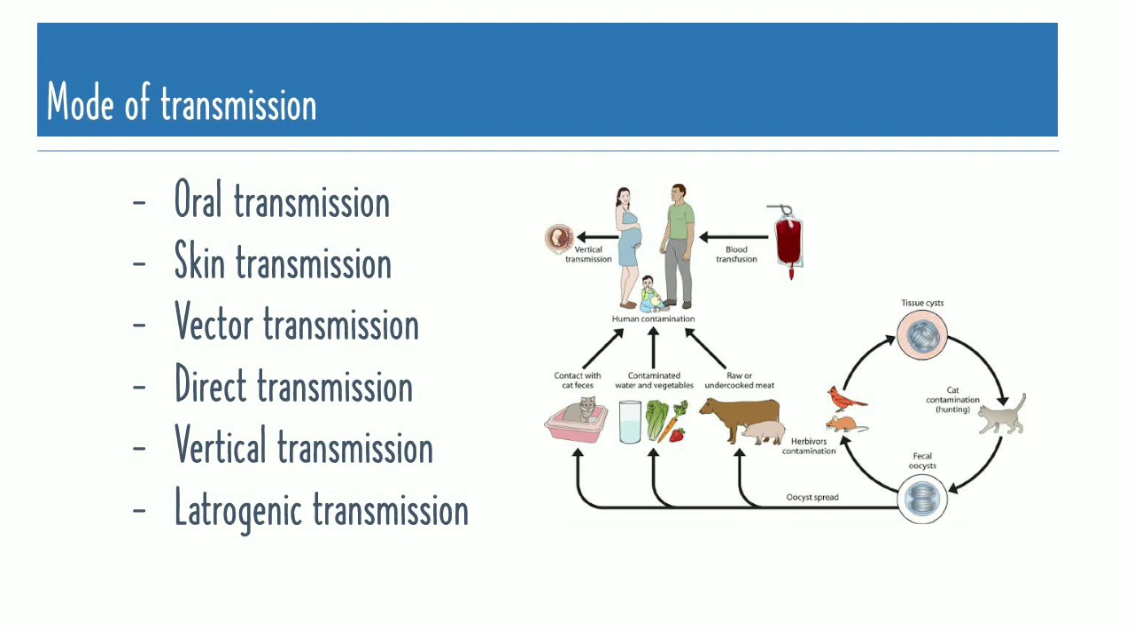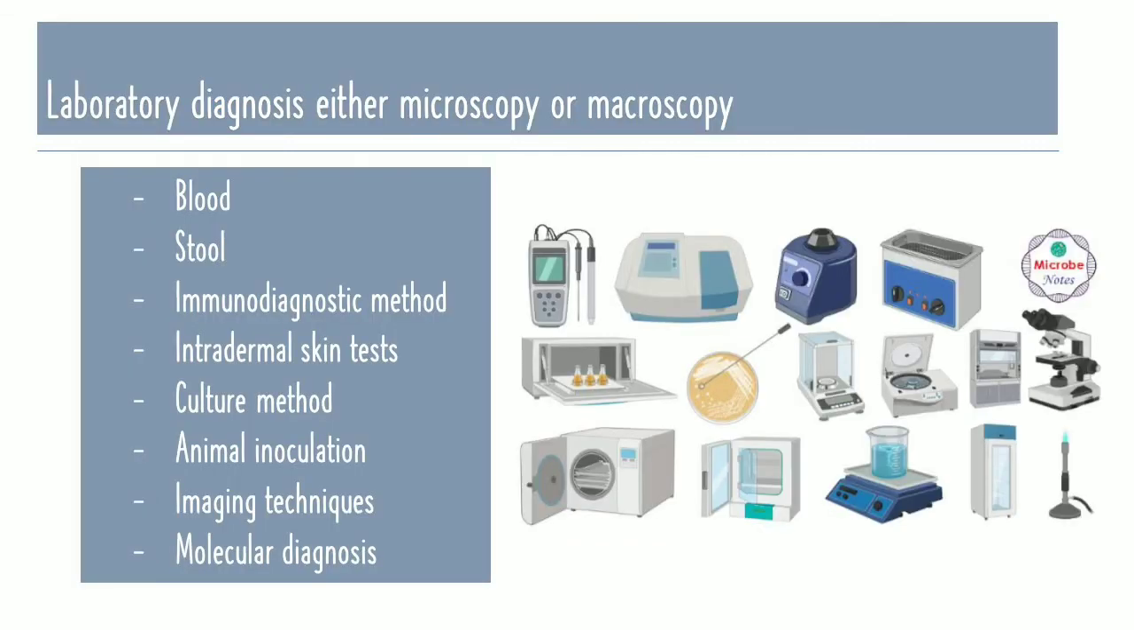Parasites can be transmitted through oral, skin, vector, direct, vertical, and iatrogenic transmission. Laboratory diagnosis of parasites can be done through microscopy or macroscopy. A blood film is used in the diagnosis of Plasmodium. Stool is used mainly to diagnose intestinal parasitic infections and helminthic infections of the biliary tract, for example, Entamoeba histolytica, Giardia lamblia, and Ascaris lumbricoides.